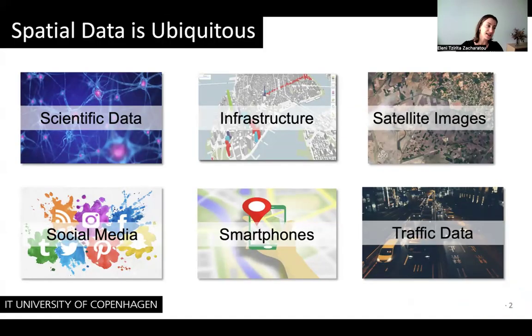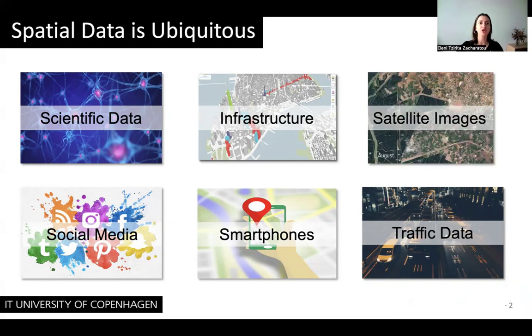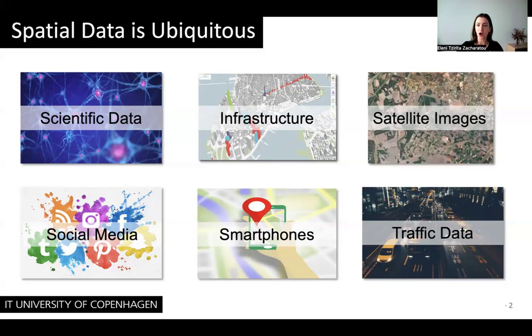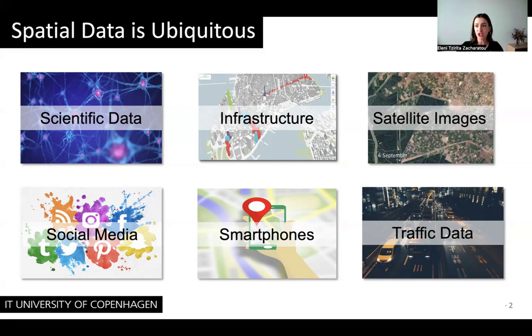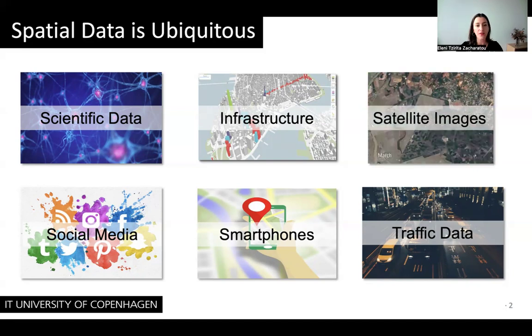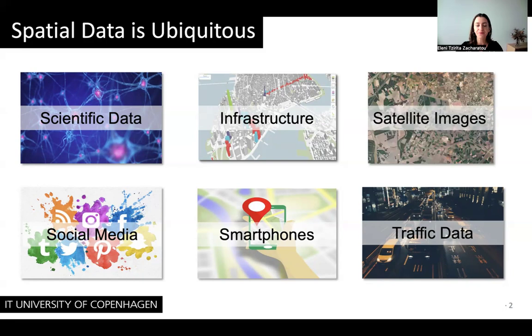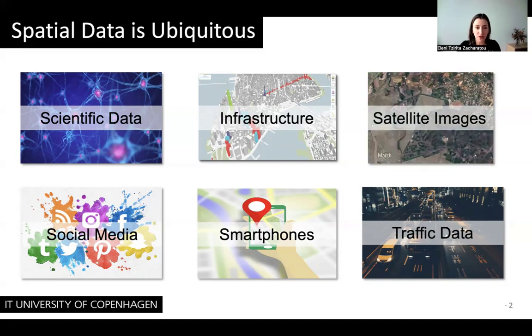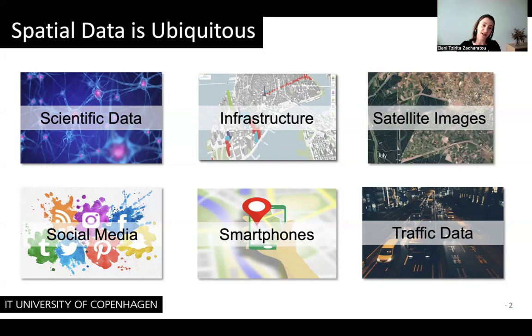Applications in both science and industry accumulate large amounts of spatial data from a variety of sources. This includes scientific data, infrastructure and urban planning data, satellite images, social media data, data collected from smartphones and other GPS-enabled devices, and traffic data, just to name a few examples here. Efficiently managing and understanding this wealth of information is crucial for advancing research and improving practical applications across multiple fields.